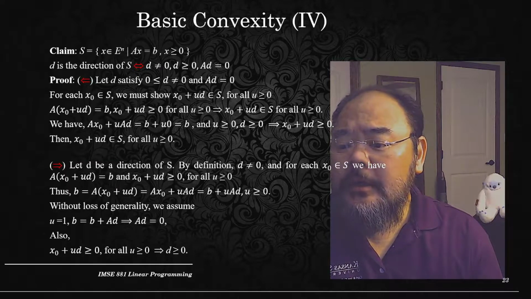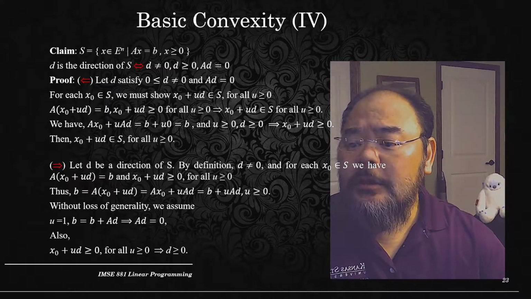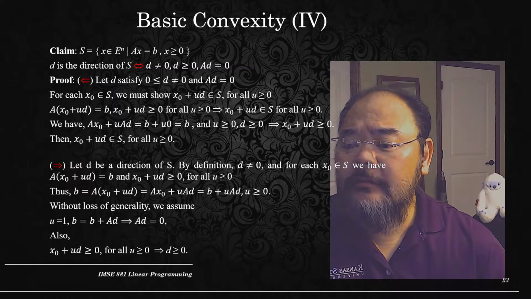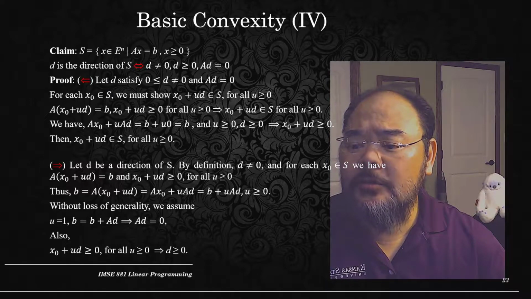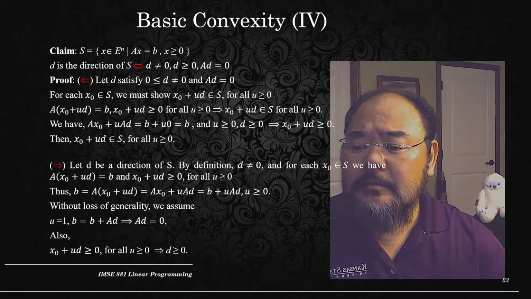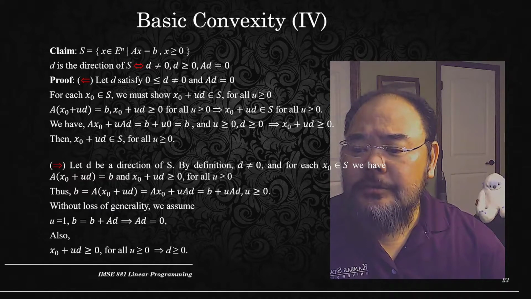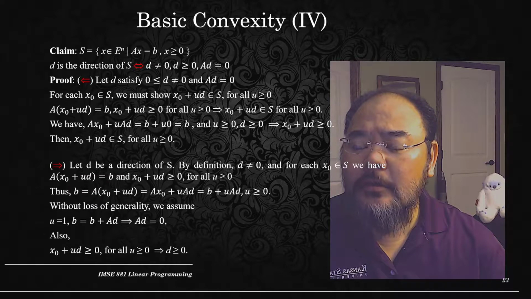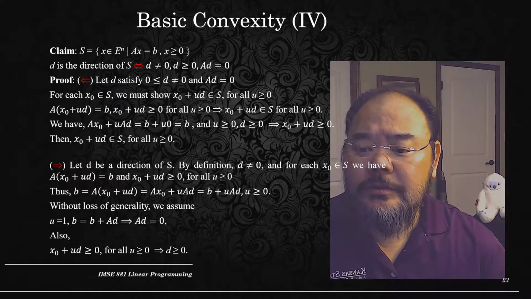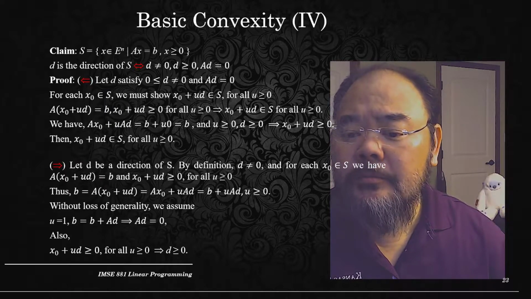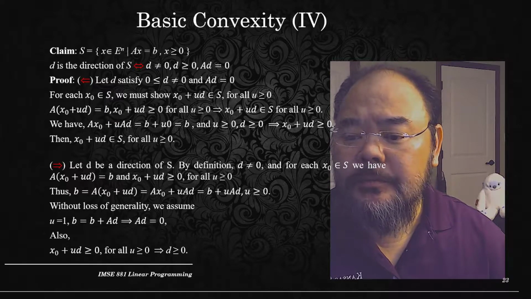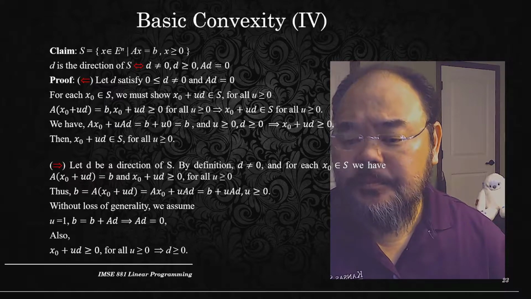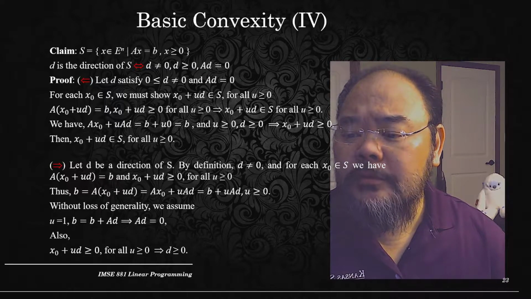We claim that if S is a set of points X belonging to n-dimensional Euclidean space, subject to AX equals B, and X is non-negative, then D is a direction of S if and only if D is not equal to 0, D is greater than or equal to 0, and A times D equals 0. In this part, we're going to prove both directions.